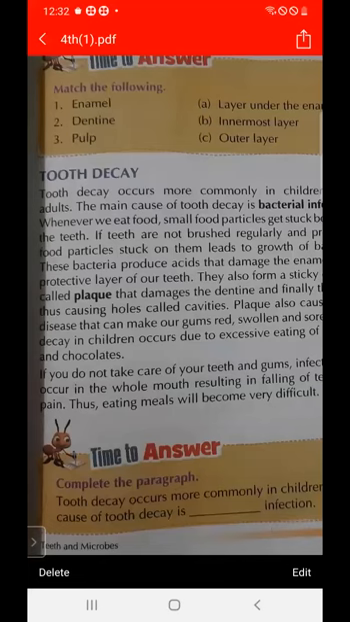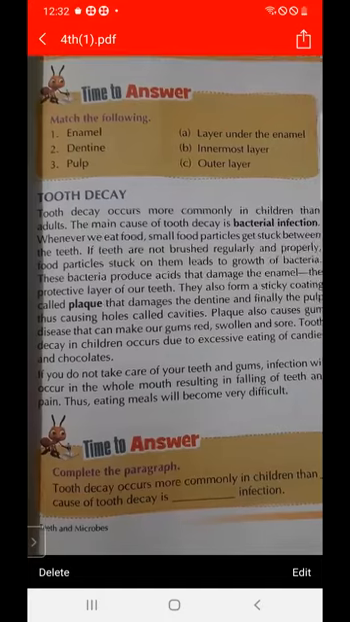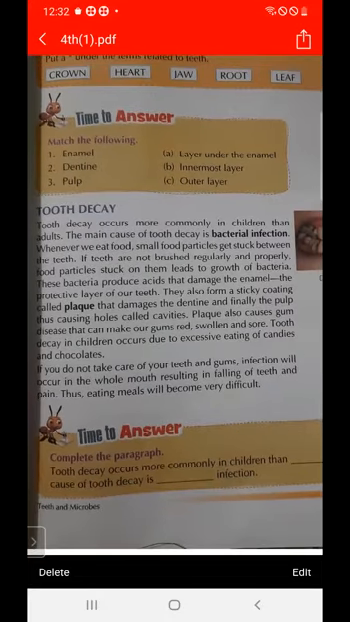I will discuss the topic of tooth decay. So, what do you mean by tooth decay? We will study tooth decay and explain it.